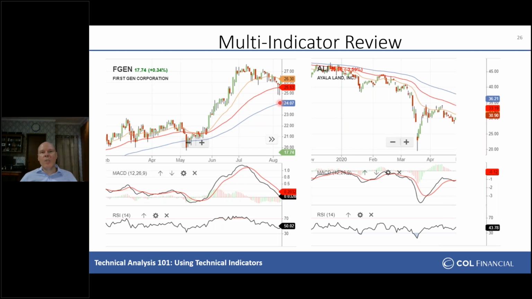And this is how we use a combined multi-indicator system to review our assessment of the trend. Let's look at Ayala Land.